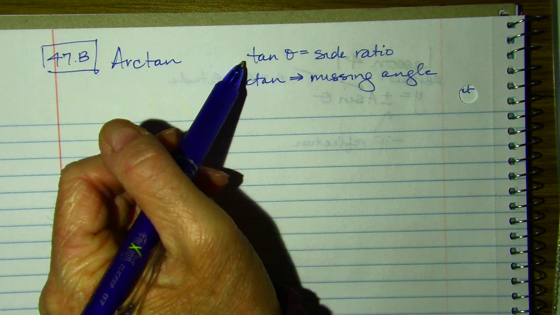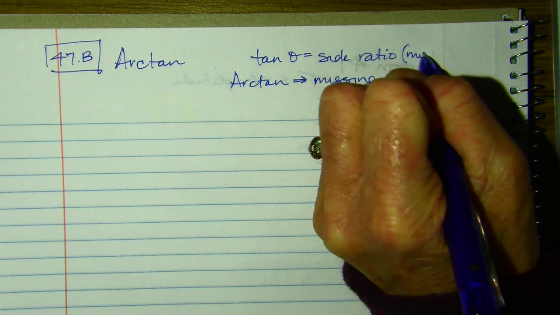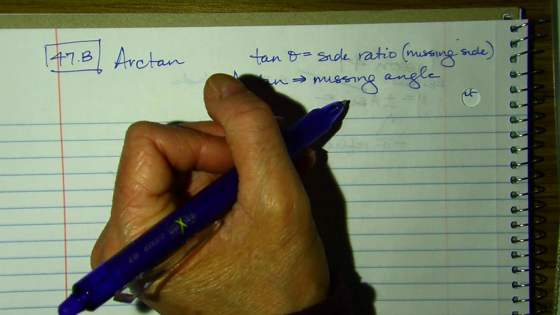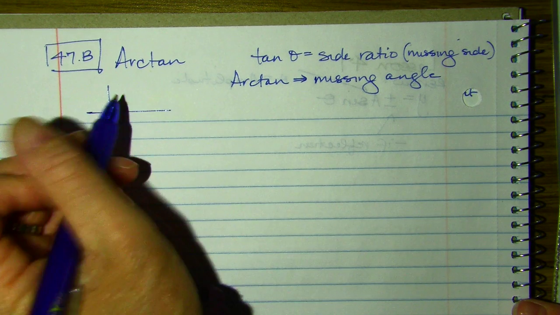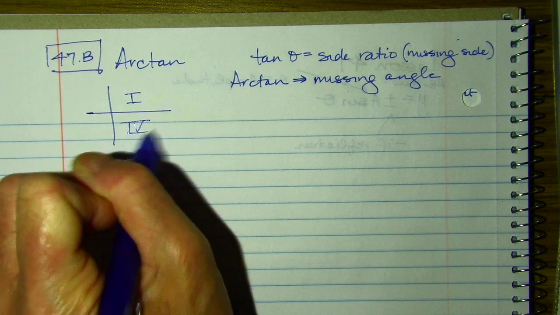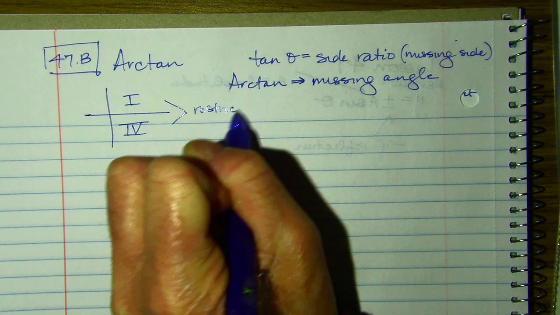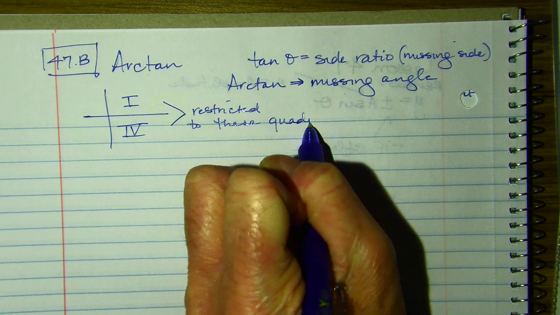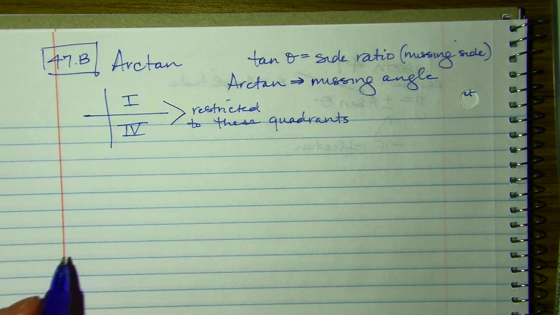So the regular trig functions, I'm looking for a side ratio or a missing side, either one. But arctangent is looking for the opposite. It's looking for the angle. Okay, so also, this is review, but for arctangent to be a function, it's restricted to quadrant 1 and quadrant 4. It's the same as arcsine. So arctan is restricted to these quadrants so that it passes the vertical line test. Okay, so it's in order to make it a function.